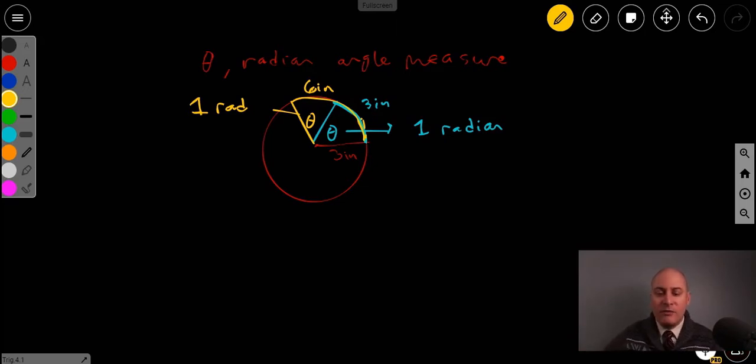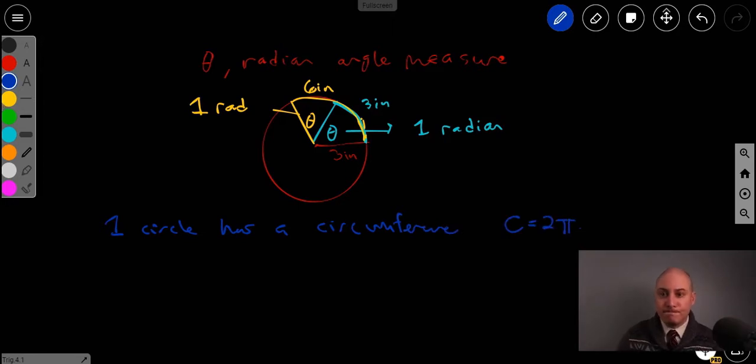If you think about traversing the outside of a circle, if you go around one full time, there's a word we give that in geometry. Think about the word perimeter: the perimeter of a circle is the circumference. So one circle has a circumference, right? And if we recall, the circumference formula is 2 pi r.